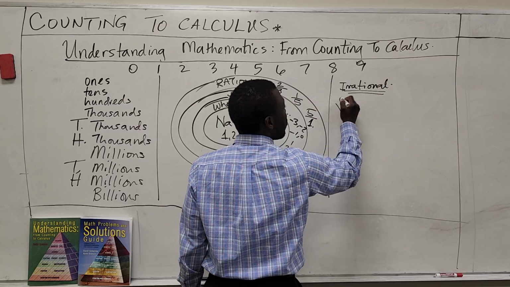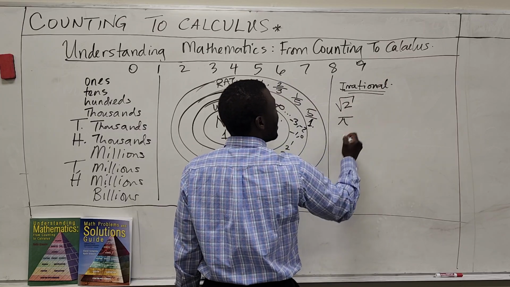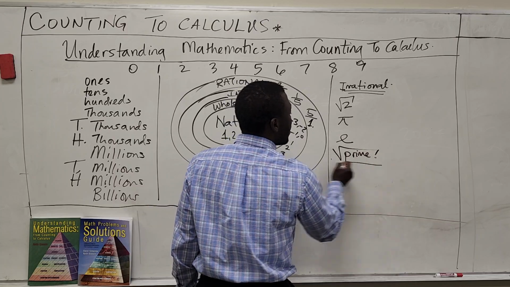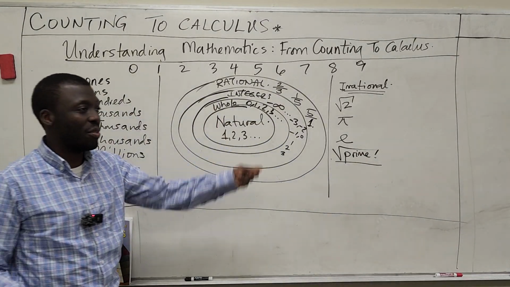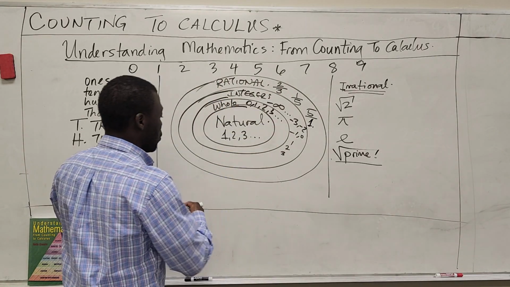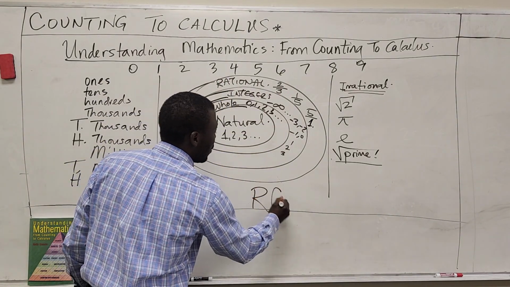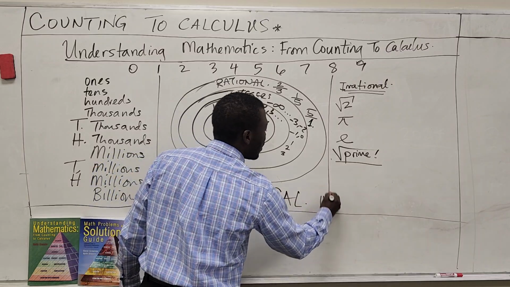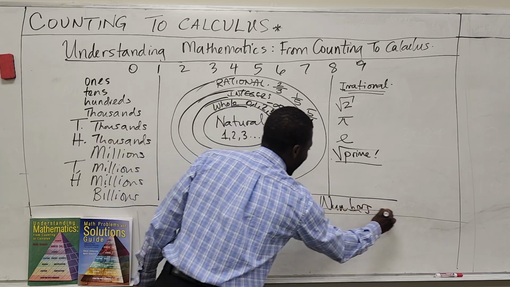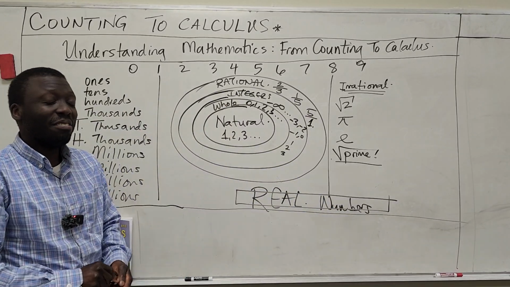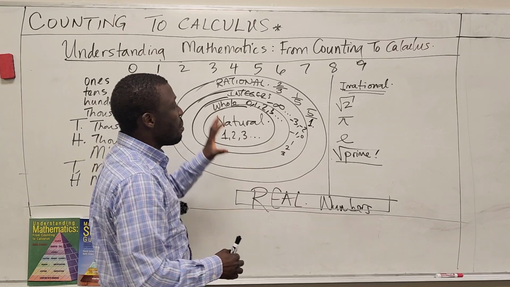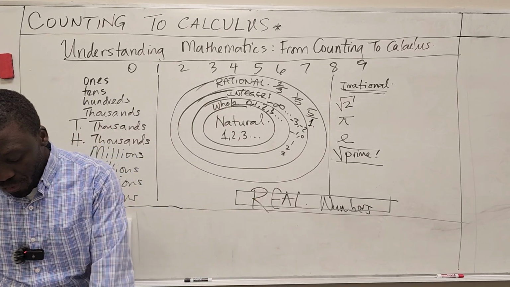Irrational numbers will be numbers like square root of 2, pi, e. Basically, the square root of a prime number is irrational. These numbers go on forever, and they don't repeat. But here's the thing about all these types of numbers I've discussed with you. They are all real numbers, meaning that there's a different category called imaginary numbers. We'll talk about that in more detail later on in the book, but right now you just need to know that there are different types of numbers.